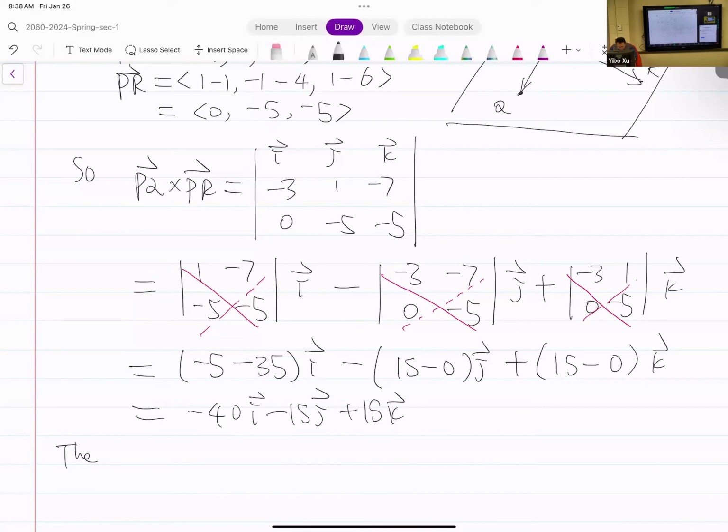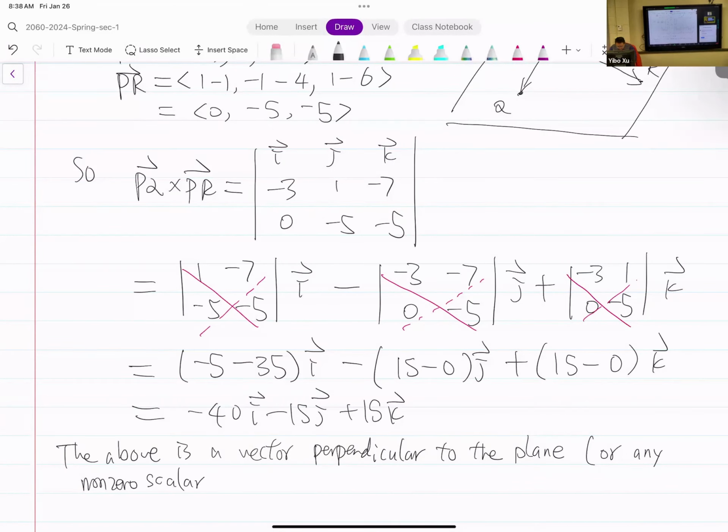So now we can conclude the above is a vector perpendicular to the plane, to the entire plane. And in fact, I can say any non-zero scalar multiple of the above works.